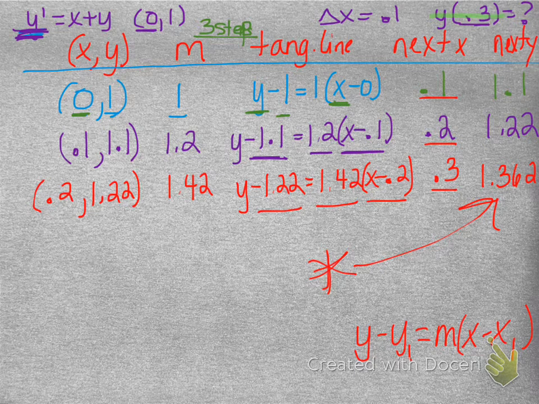So anytime they say use Euler's method, this is the process. You write out this table, you fill in the information you know, and then you just solve it. And then once you get to the point that it's asking, that's the answer.